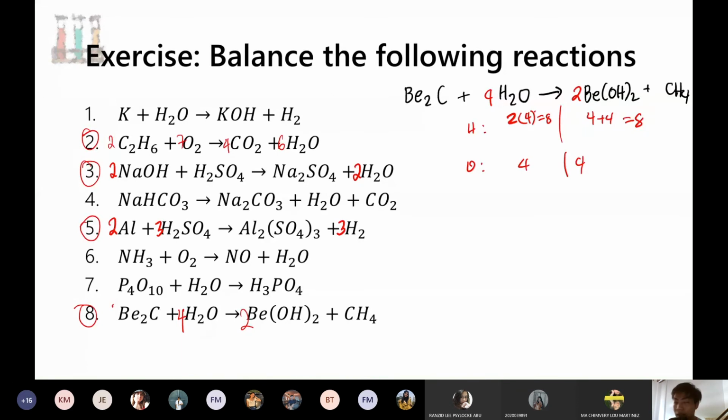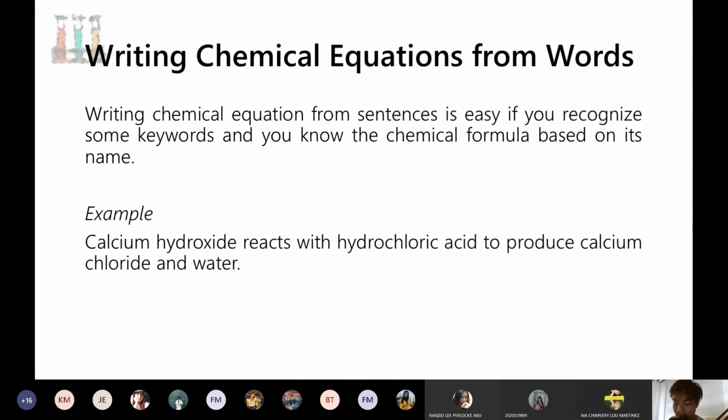Okay, so ganun lang. That's for the balancing equation part. Di pa tayo tapos ha? We will proceed with the last part of our discussion: writing chemical equations from words. No? So, madali lang to.